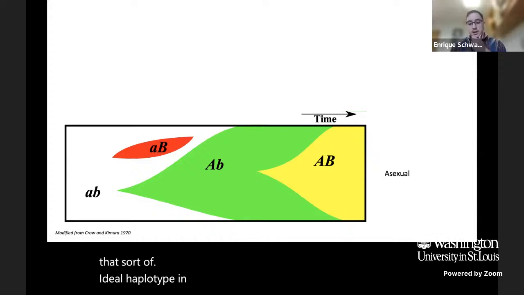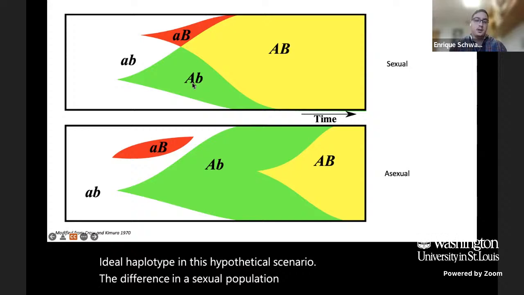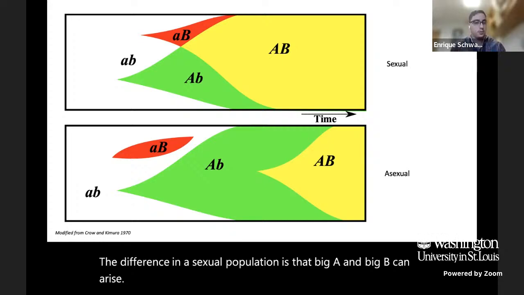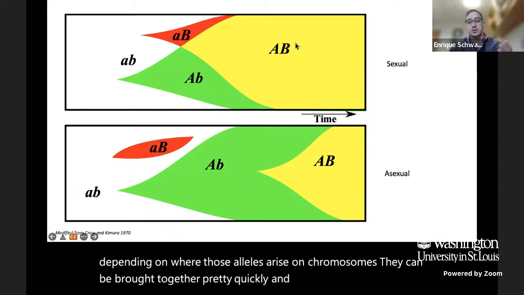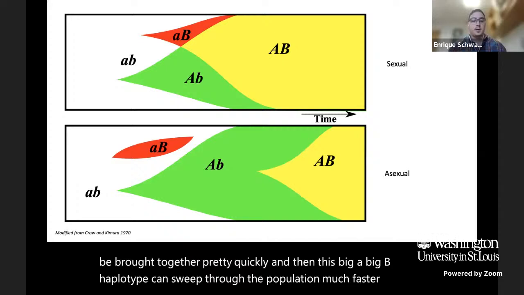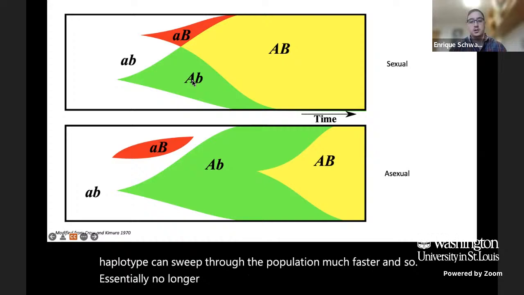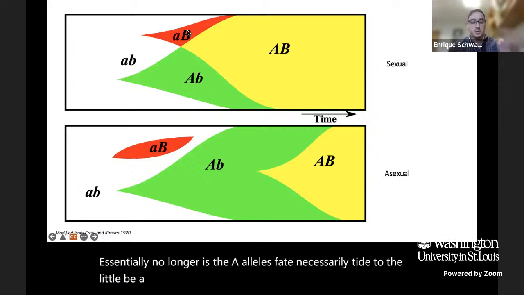The difference in a sexual population is that big A and big B can arise and, through sexual reproduction or recombination, depending on where those alleles arise on chromosomes, they can be brought together pretty quickly. And then this big A, big B haplotype can sweep through the population much faster. So essentially, no longer is the big A allele's fate necessarily tied to the little B allele, but it can actually recombine and optimal combinations can occur. And so that also allows for a reduction in hitchhiking.